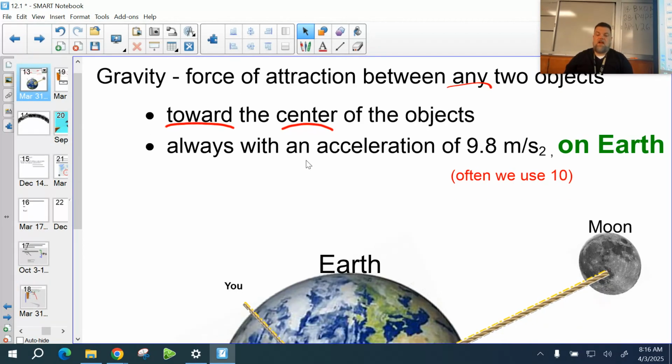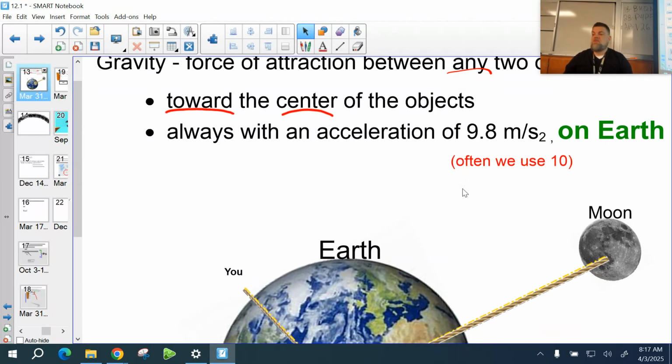All right. So gravity is a force of attraction between any two objects, towards the center of the objects. Always on Earth, the acceleration is 9.8 meters per second squared. Some people will just use 10 because the math's easier. You got to multiply by 10, divide by 10. It's a little easier, but I'll always use 9.8.